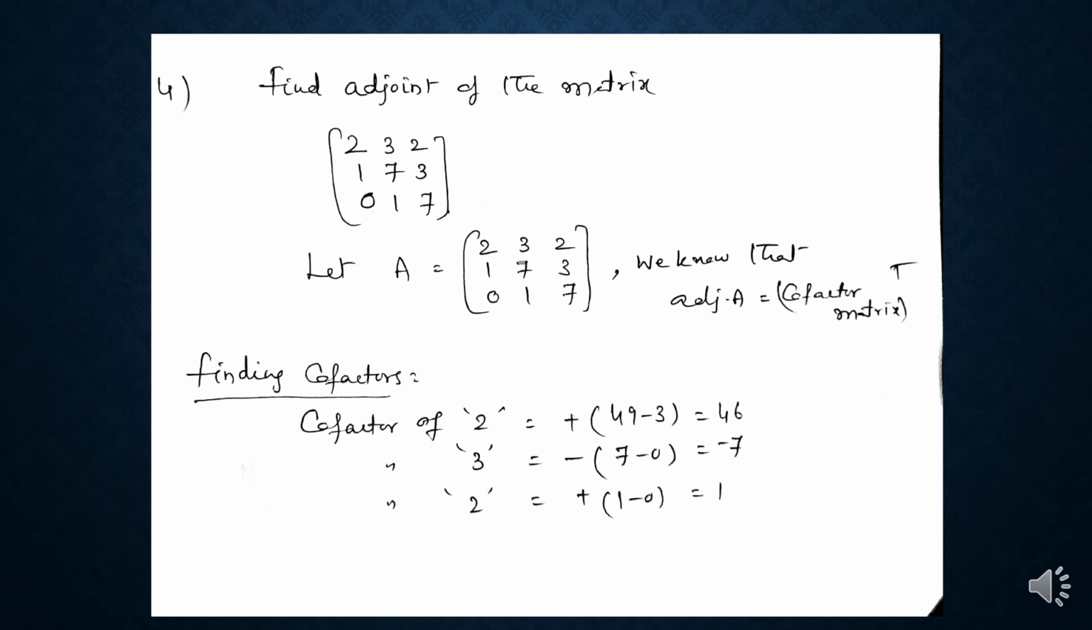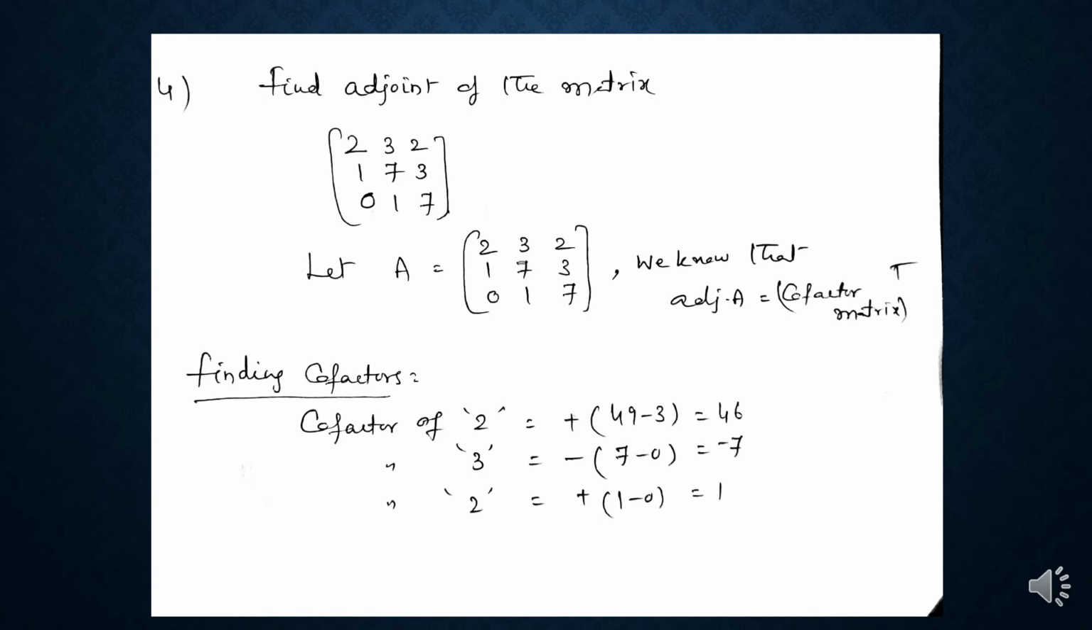So what is the value of this determinant? 1 into 1 1 minus 7 into 0 0 plus into 1 minus 0, that is equal to 1. Thus we found the cofactors of the first row elements. Similarly we can find the cofactors of the second row elements and third row elements.